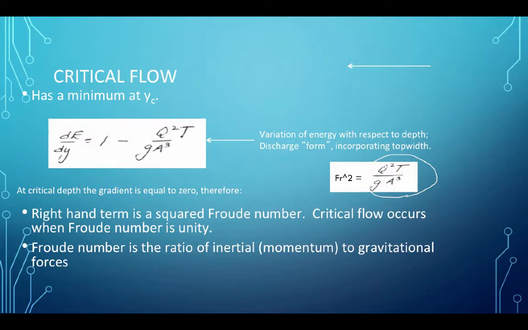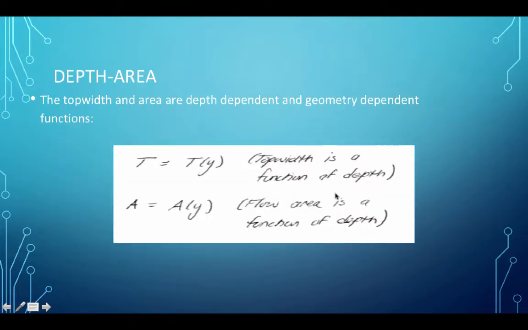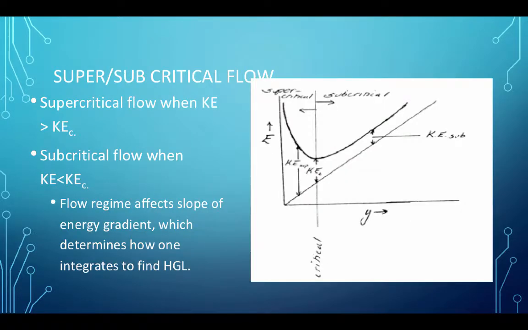And if it has a minimum at y sub c, we're simply going to set dE/dy equal to 0. Or if we observe that this component is a Froude number squared, we simply set this Froude number squared equal to 1, and that tells us the value of depth at which critical flow will occur. The top width and area are depth dependent. We've seen this already last lecture.